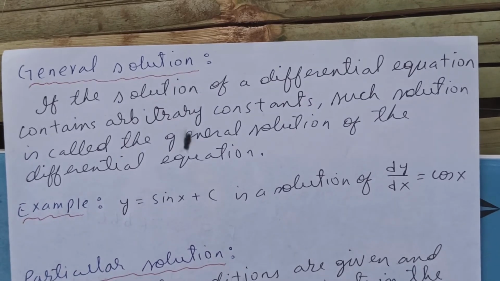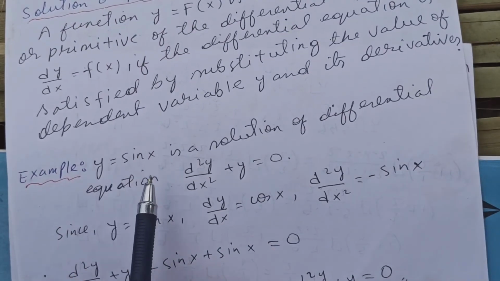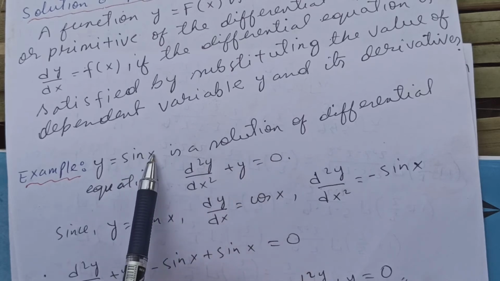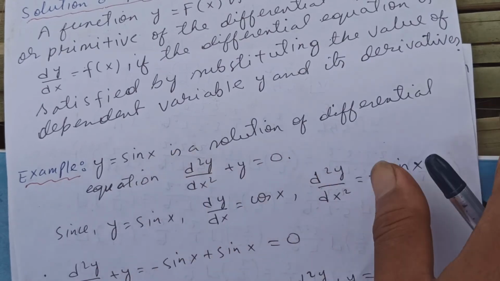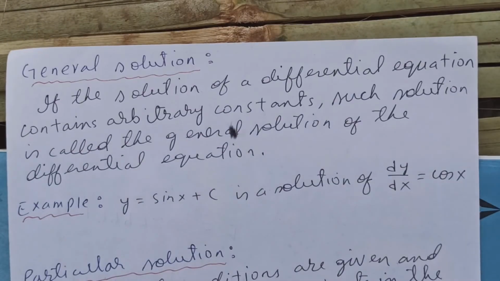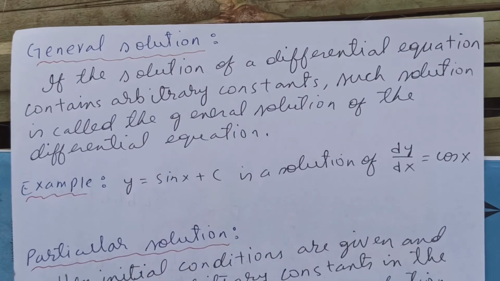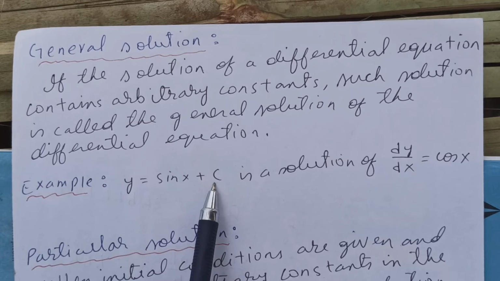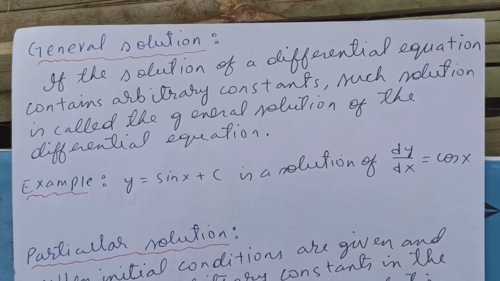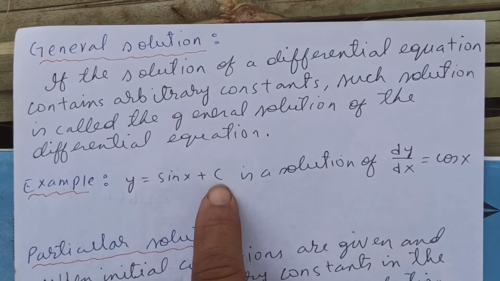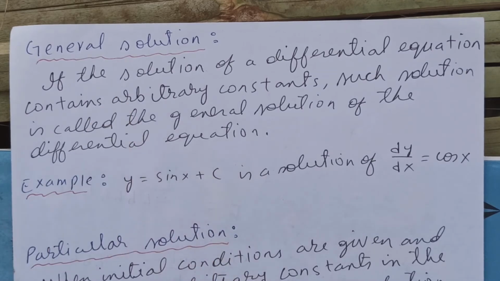If you see the previous solution, we got that y equal to sin x is a solution of this differential equation, but it does not contain an arbitrary constant. Therefore this cannot be a general solution. In a general solution we have to have an arbitrary constant. For example, y equal to sin x plus c is a solution of dy by dx equal to cos x. Here it contains an arbitrary constant, so this type of solution is what we call a general solution.